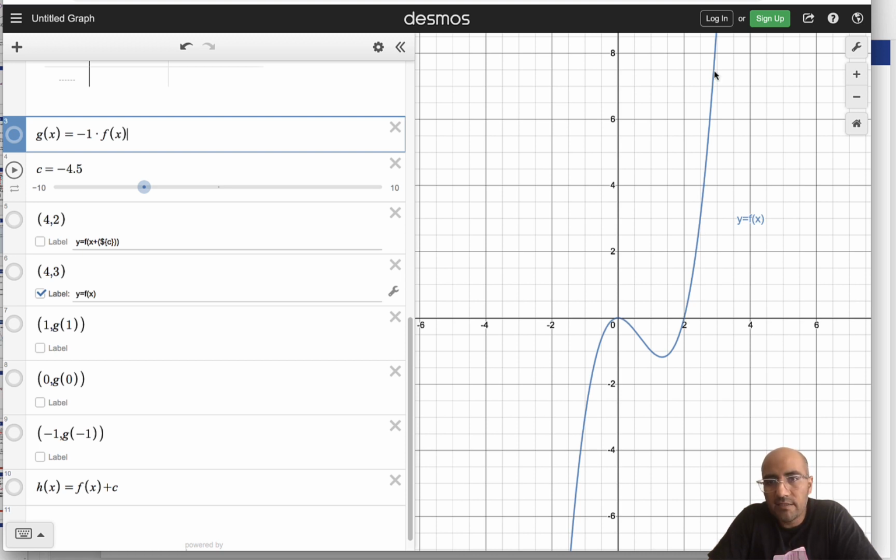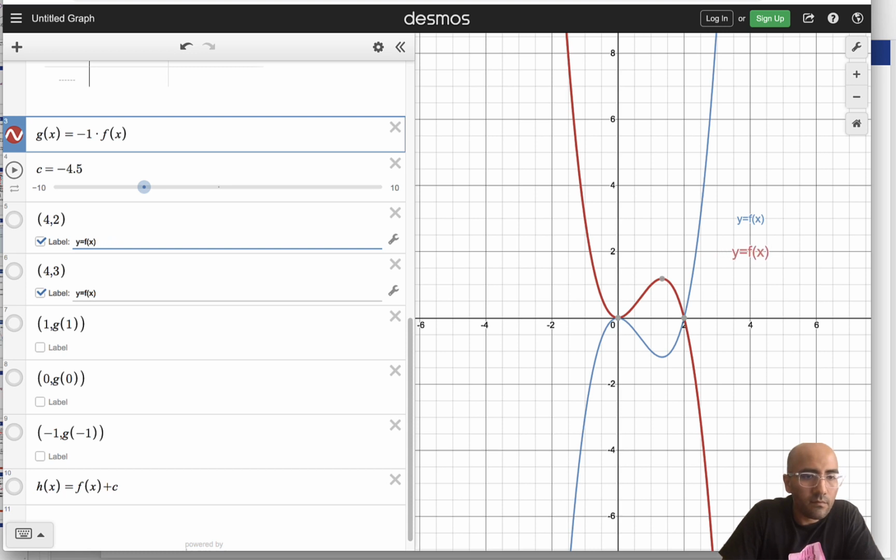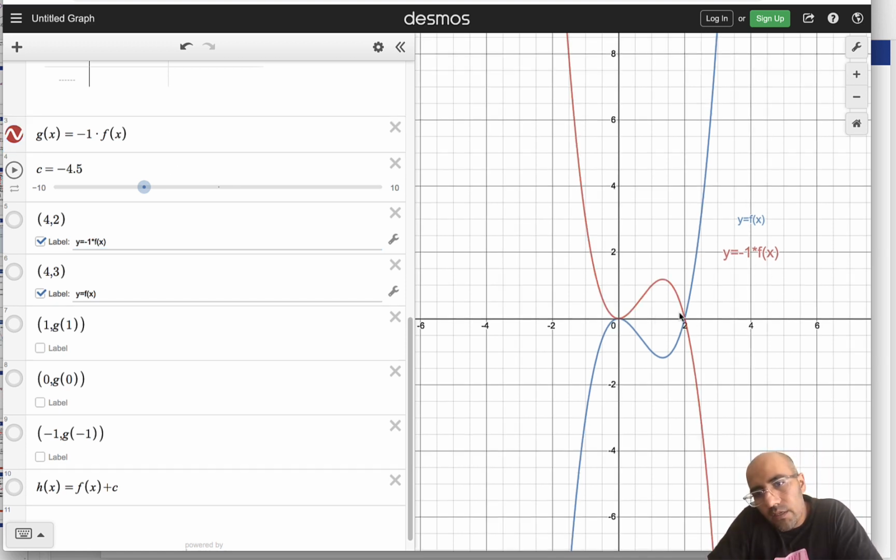So previously positive, anything above the x-axis was a positive output, becomes a negative output. And previously negative outputs, that's these ones below the x-axis, become positive. Okay, so let's graph that and see what happens. It looks like that. So the original function here in blue, as compared to the new function, which is negative f of x, it's a reflection about the x-axis.